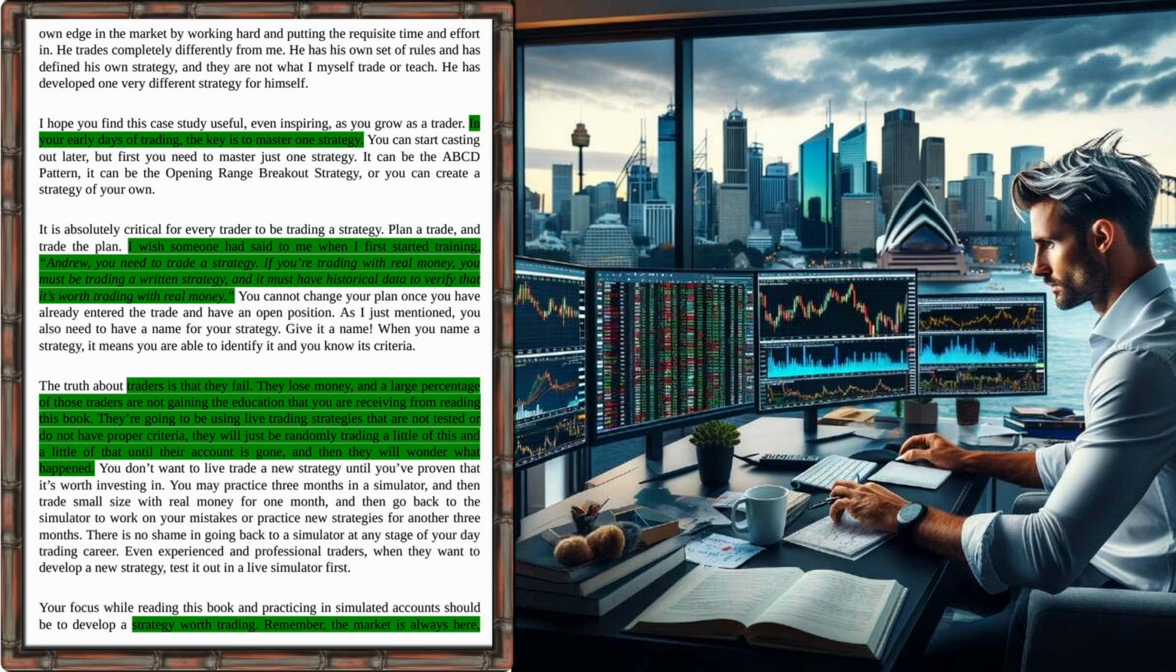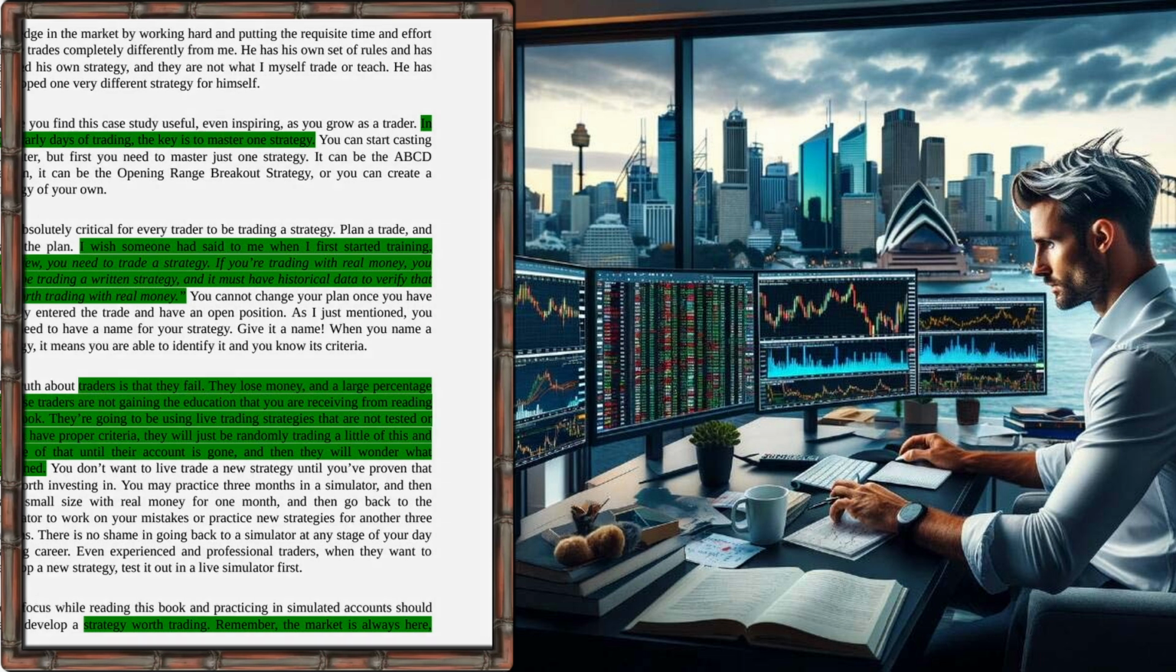You don't want to live trade a new strategy until you've proven that it's worth investing in. You may practice 3 months in a simulator, and then trade small size with real money for 1 month, and then go back to the simulator to work on your mistakes, or practice new strategies for another 3 months. There is no shame in going back to a simulator at any stage of your day trading career. Even experienced and professional traders, when they want to develop a new strategy, test it out in a live simulator first. Your focus while reading this book and practicing in simulated accounts should be to develop a strategy worth trading.